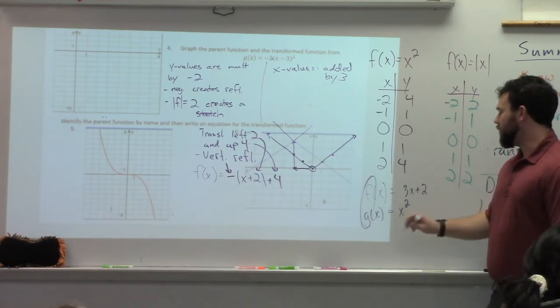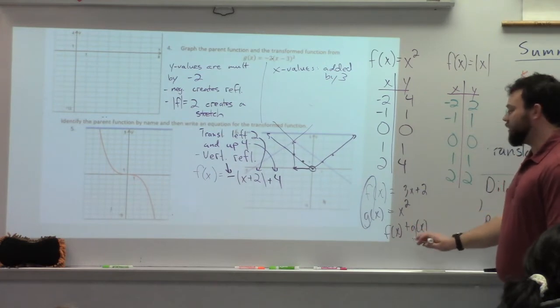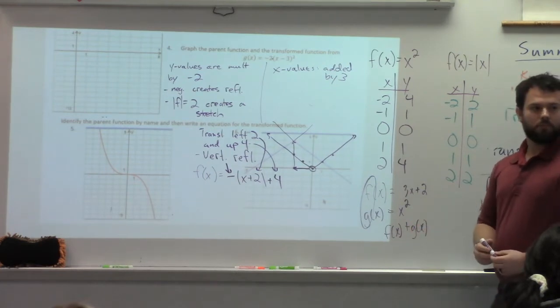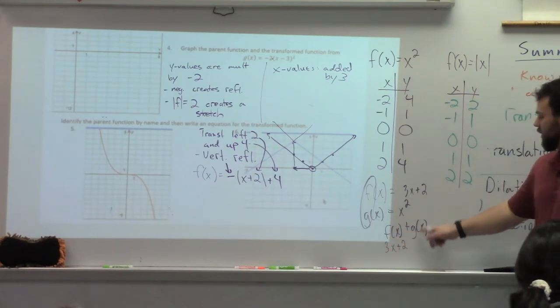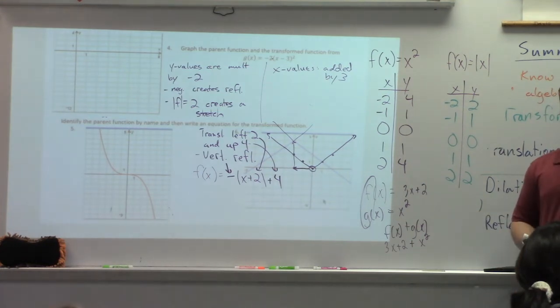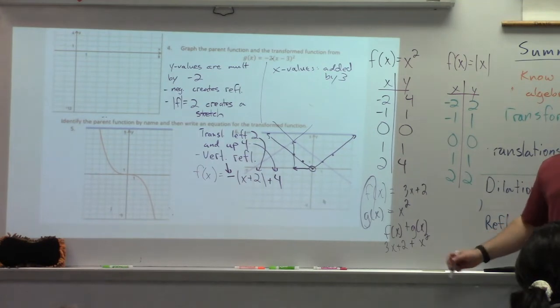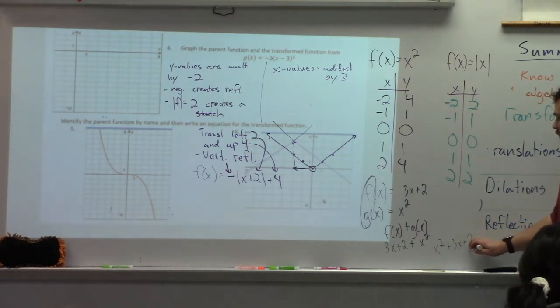Because what you can end up doing, and we'll do this later actually, you can add those two functions together. Well, f of x is just 3x plus 2, isn't it? G of x is just x squared. So just add them together. How are you supposed to add that up? Well, there are no like terms, so it would just be that. Or you could rewrite it in the standard form of x squared plus 3x plus 2.